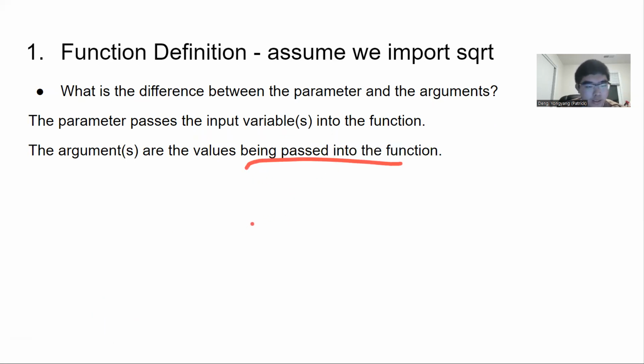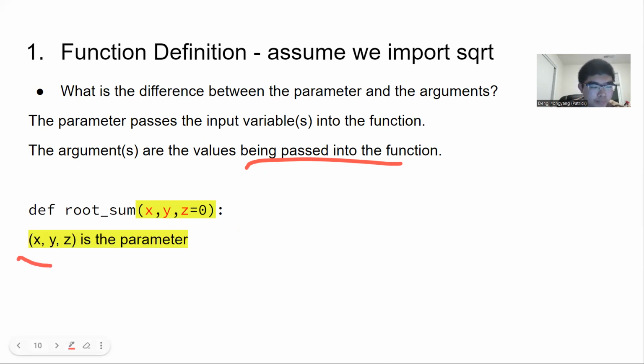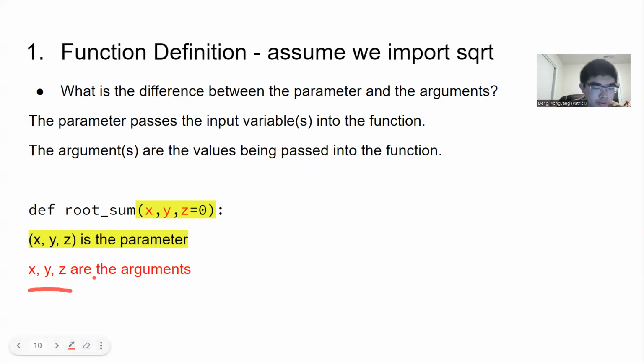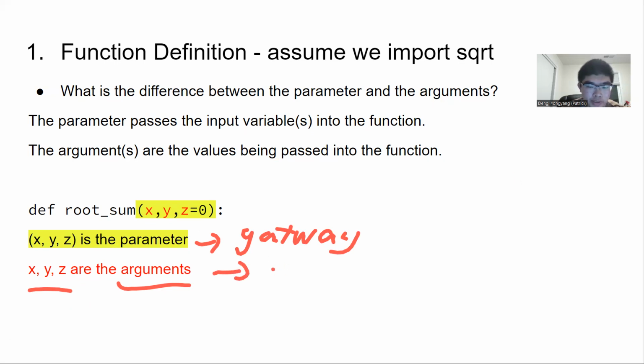So let's see an example of this. The whole thing, including the parenthesis, is the parameter, and the variables inside are called arguments. So the parameter is like a gateway of a building, and the arguments are like people coming in and out. Or rather, only coming in, because the entrance is for coming into the building.